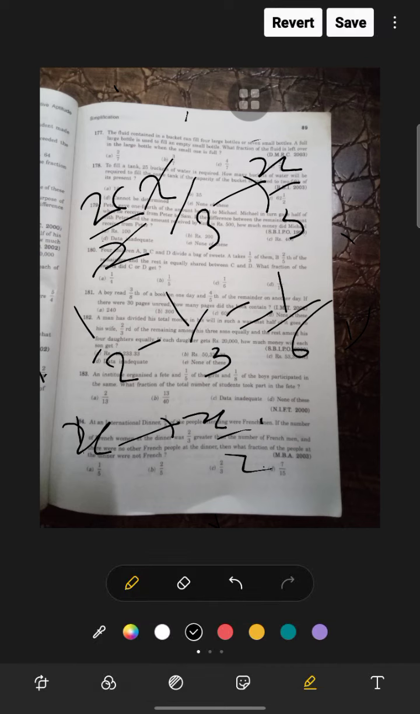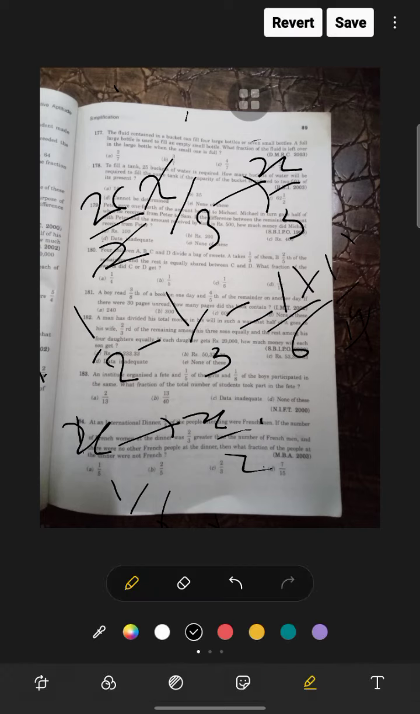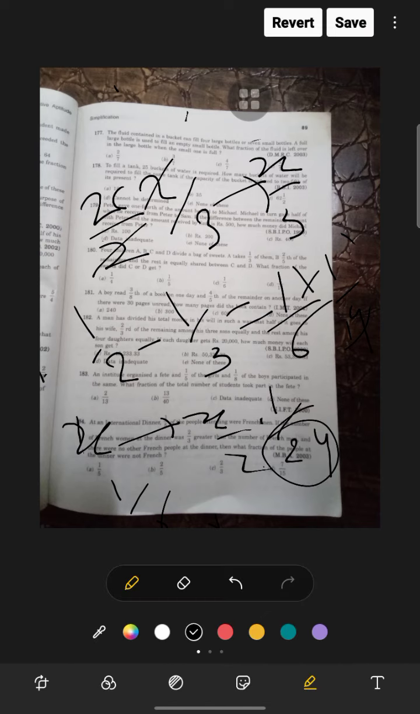The rest of the remaining amount goes equally among the 4 daughters. So 1 by 6, each daughter's share will be into 1 by 4. Each share will be 1 by 24. So 1 by 24 is what each daughter got.